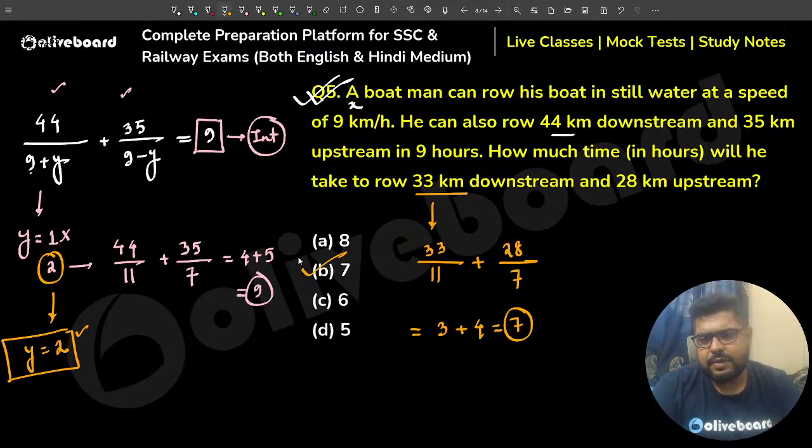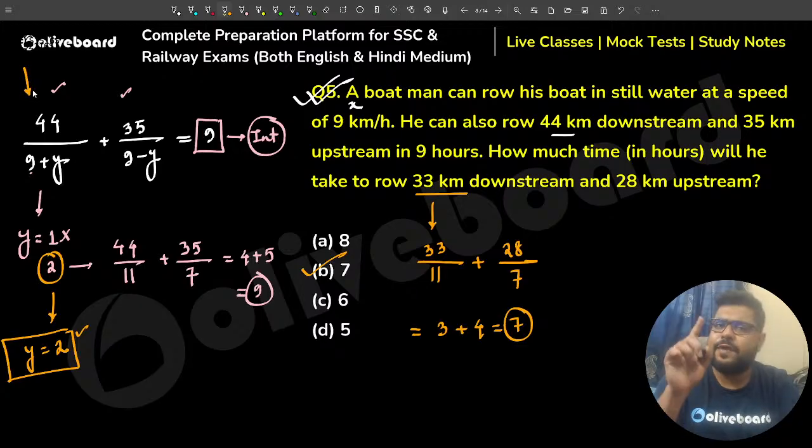Clear everyone? Perfect. So again, the solution technique is the most important point here. Otherwise, this same question will become very lengthy when you try to solve it.